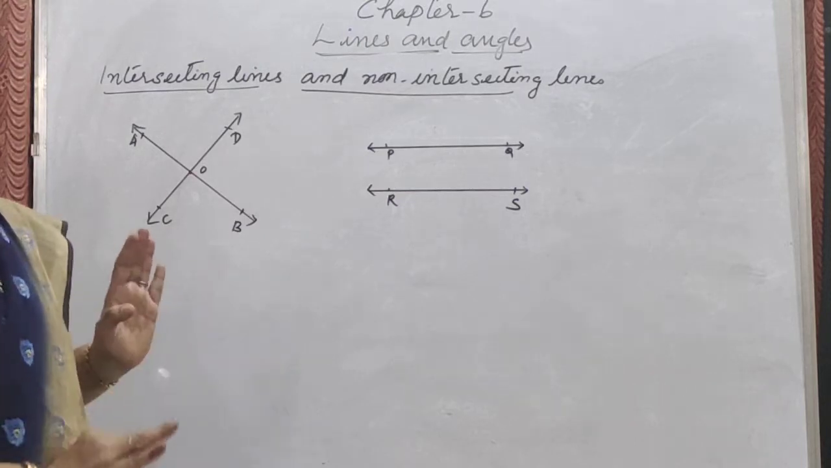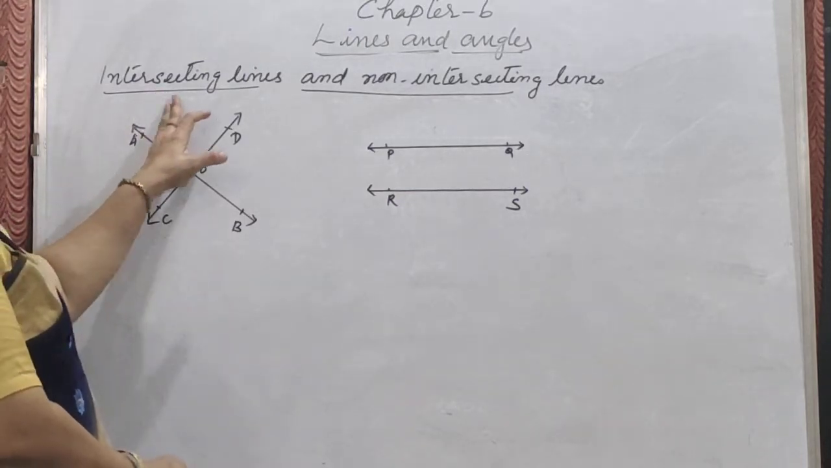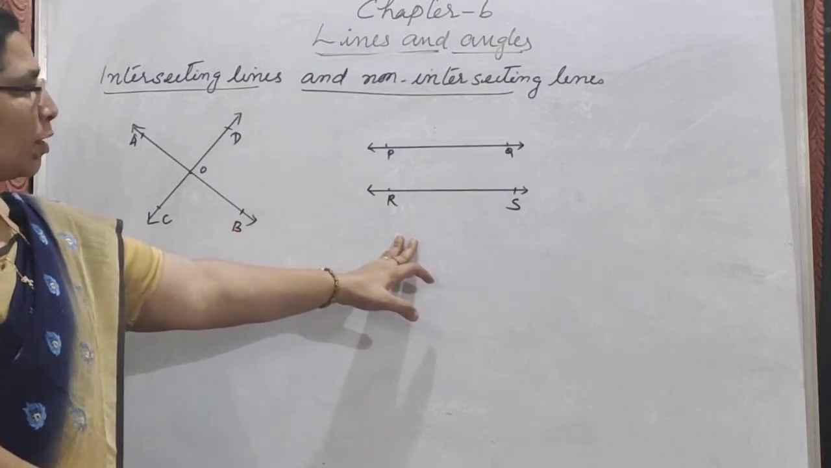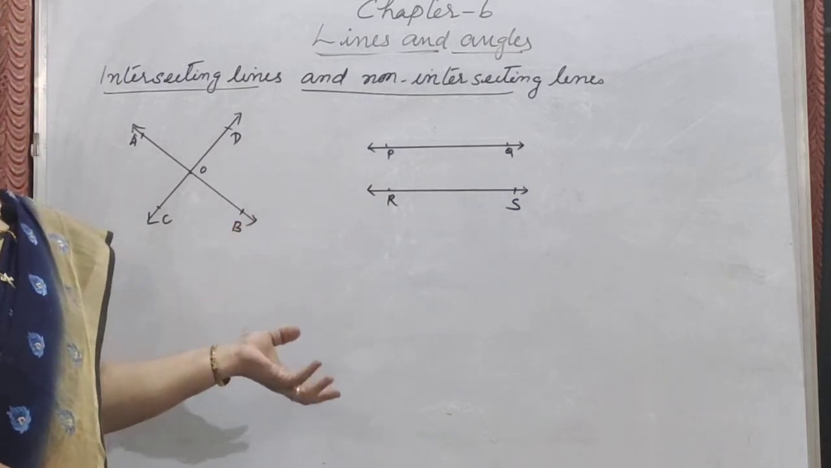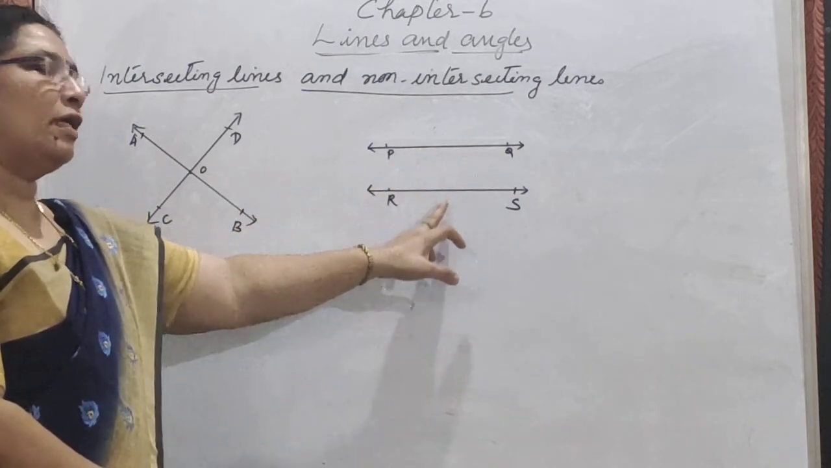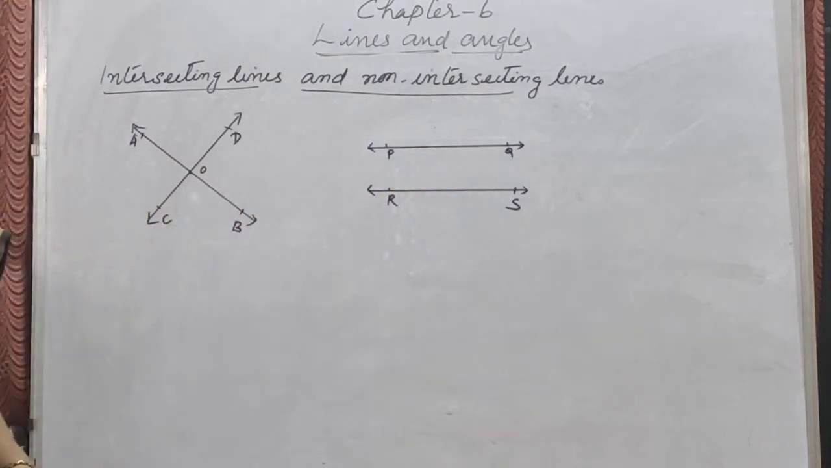So we can extend both directions indefinitely, and intersecting lines will have a common point, whereas non-intersecting lines do not have a common point. They will never intersect. That means the lines are parallel. And also we can say that the distance between parallel lines always remains the same at any point.